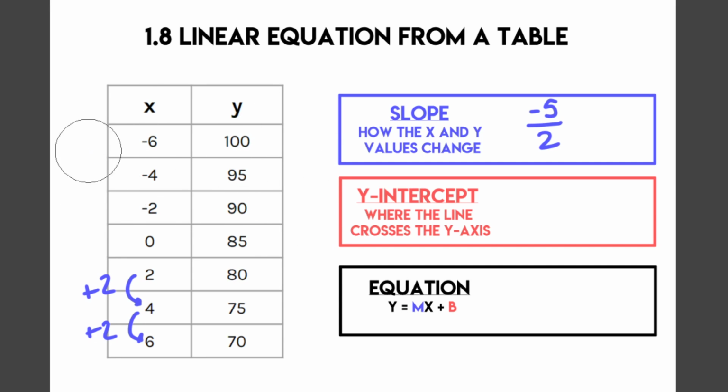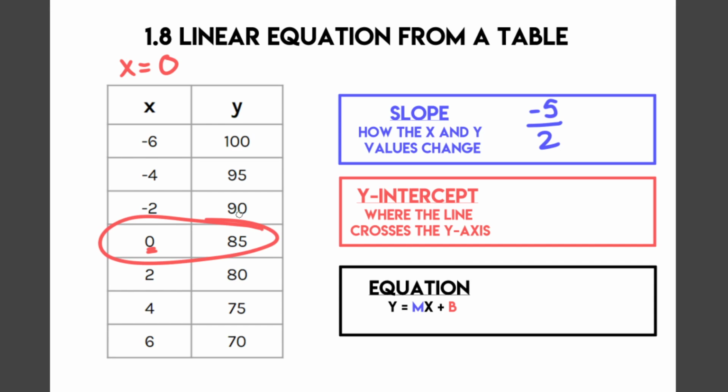Let's find our y-intercept. Again, y-intercept is where it crosses the y-axis, which causes our x value to be equal to 0. So we're just going to look down our list here and find where our x value is equal to 0, which means our y value is 85. It's a big number this time, but that doesn't make it any more difficult to work with. Still the same process as before.